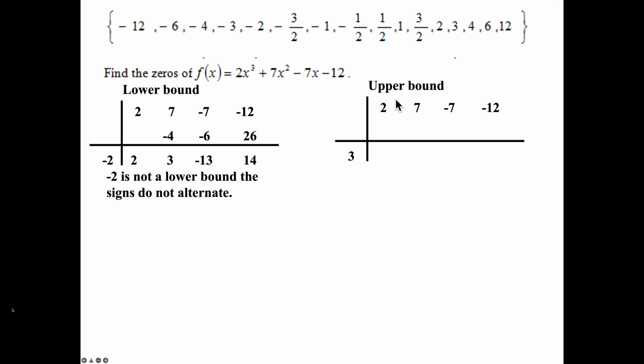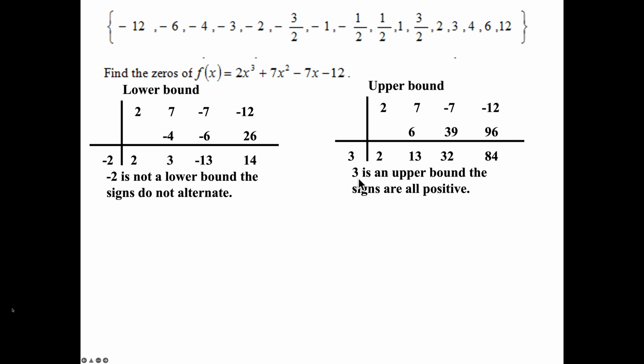So for the upper bound, you choose a positive number. Again, I'm going to go this time with 3. My 2 is unlucky here on the left. So we bring down the 2. 3 times 2 is 6, plus 7 is 13. So far, so good. They're all positive. 3 times 13 is 39, minus 7 is 32. Still positive. Keep going. 3 times 32 is 96, minus 12 is 84.